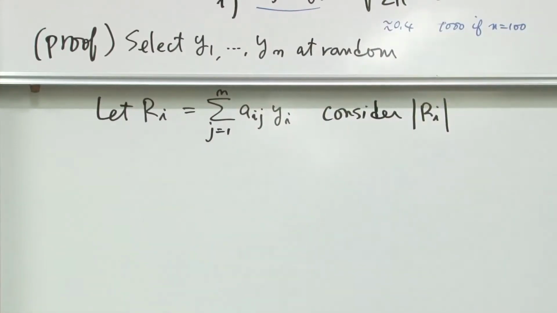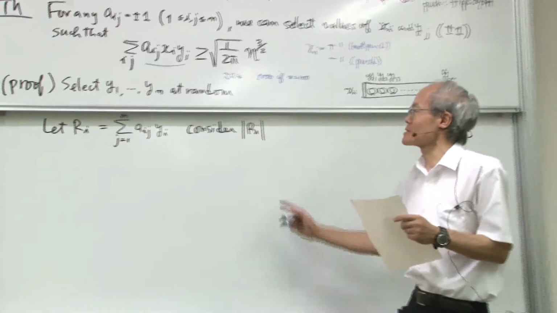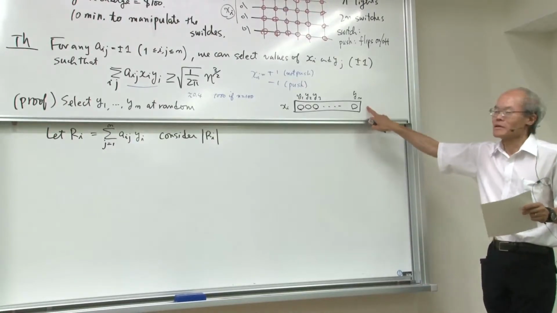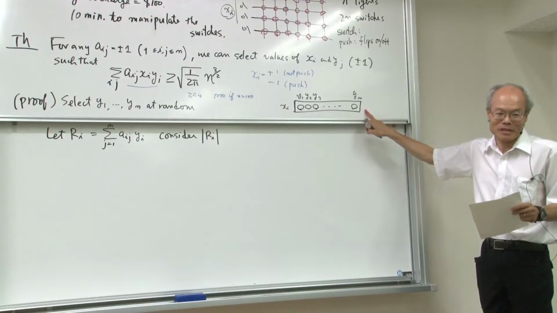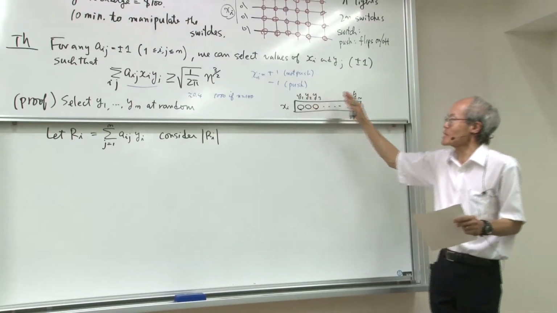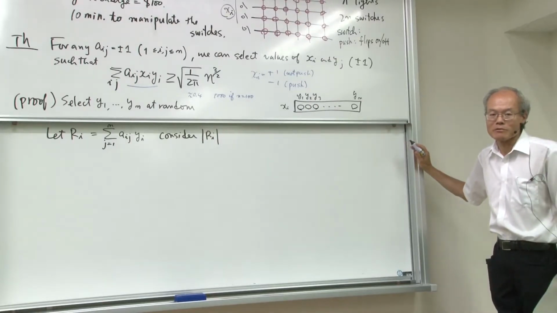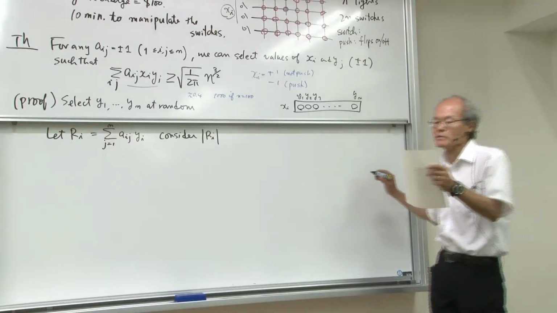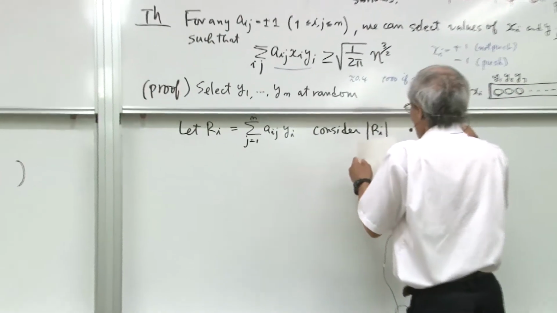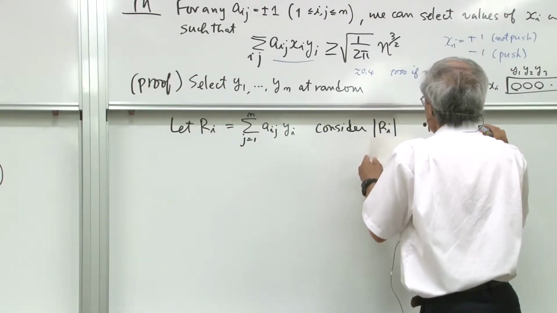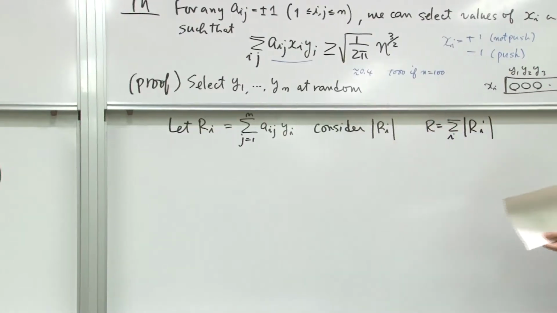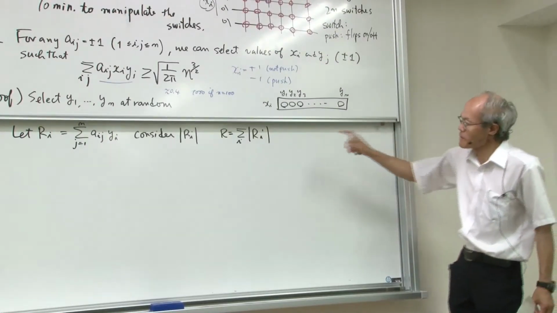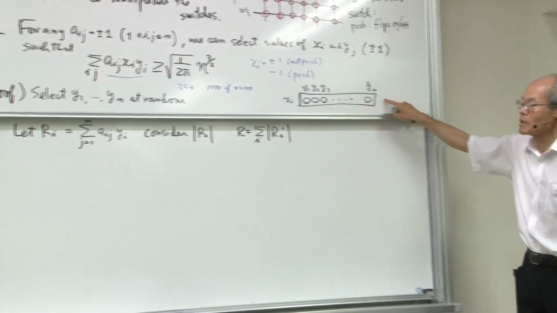Now, for some reason, I'm going to consider not Ri itself, but the absolute value of Ri. Your bonus might be negative, right? Because what you do is randomly select y1 through yn, then your bonus, your money, might be minus. But let's consider the absolute value. R is the sum of all the rows. So this is not your bonus, because your bonus might be minus somewhere.